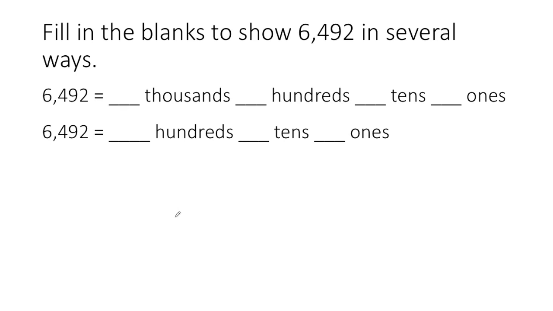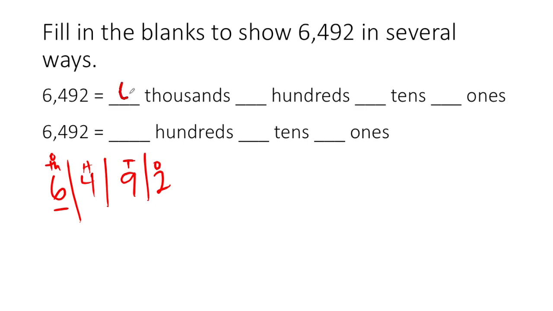Let's use the work that we just used with Bruno to solve a problem that looks like this. They want us to show how 6,492 is built with thousands, hundreds, tens, and ones. Of course, we always put our number in a place value chart. Ones, tens, hundreds, thousands. I can see it's built with 6 thousands, 4 hundreds, 9 tens, and 2 ones.